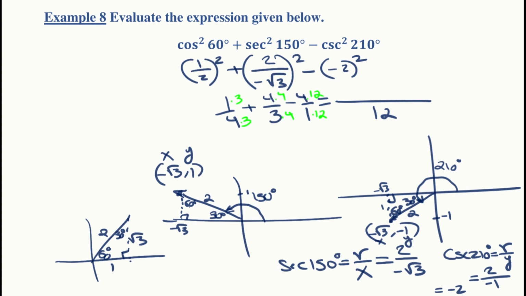So now we end up with 3 plus 16 minus 48.